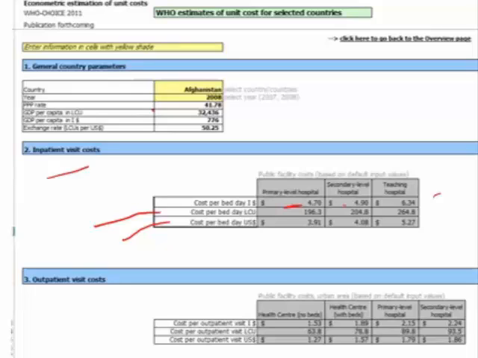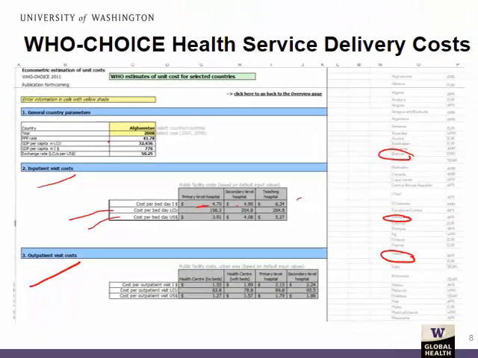Then this is for inpatient, and it has an estimate for outpatient. So if you're doing a study in another country, all you need to do is put in the country and you'll get estimates of these. So it's a very nice resource if you're interested in actually doing a study. So I encourage you to visit the website and take a look at that.